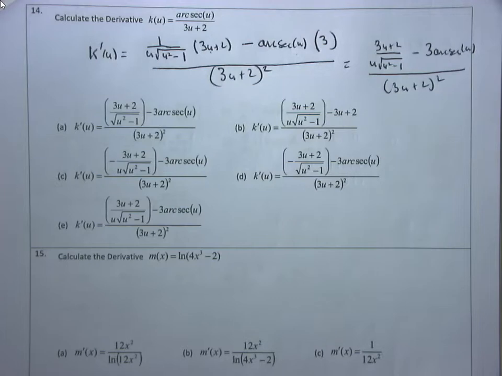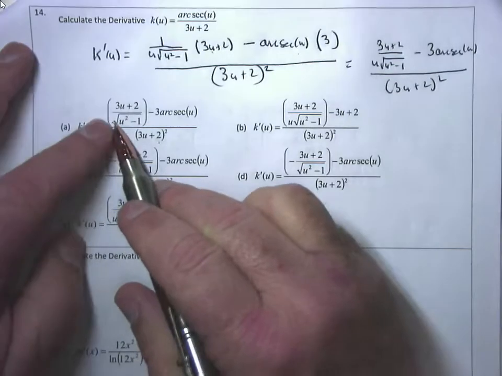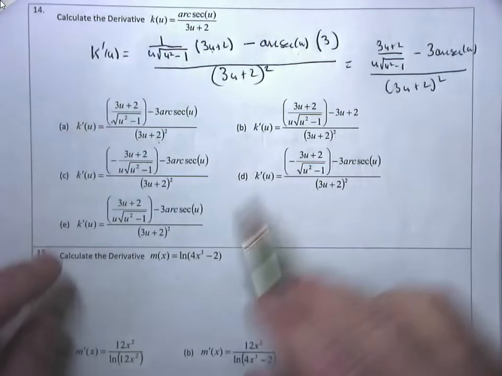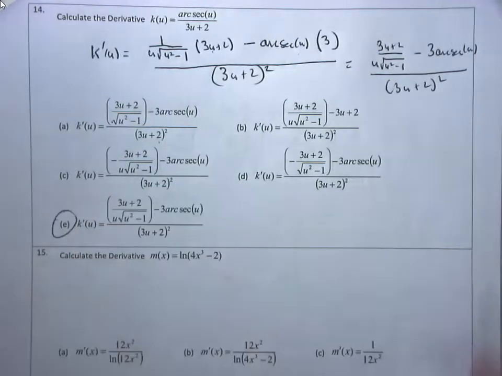I'm going to check them out. There's always something wrong. Let's see here. There's no extra u in front of this one because that's not the right formula, so that one's wrong. I believe the answer is this one. Yeah, all the parts are there. Yep, the answer is E.